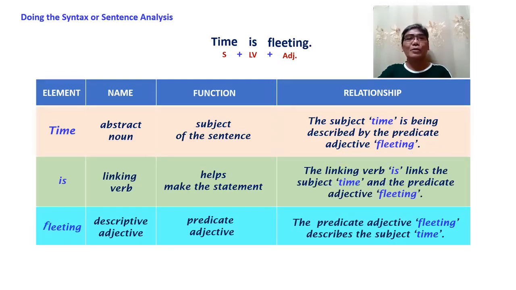The last element or word is fleeting. Fleeting is classified as descriptive adjective. This descriptive adjective is used as predicate adjective. This predicate adjective describes the subject, time. This is the correct analysis of the given sentence, time is fleeting.